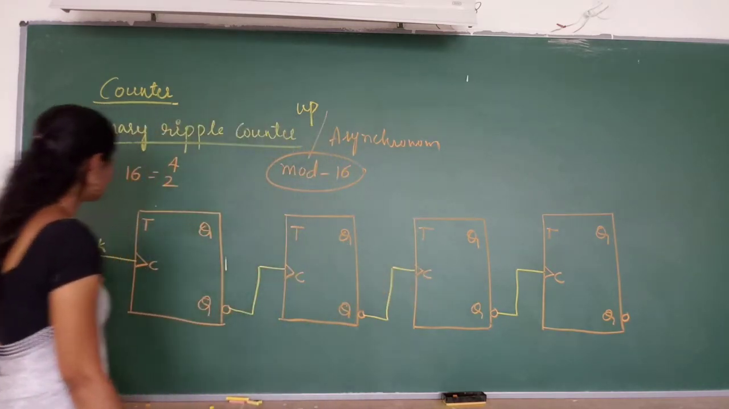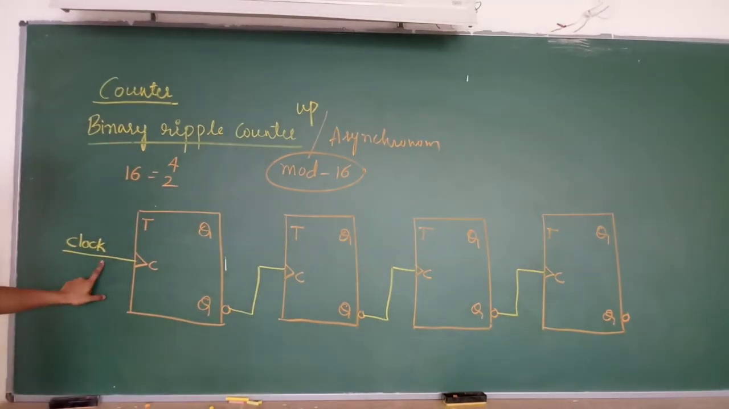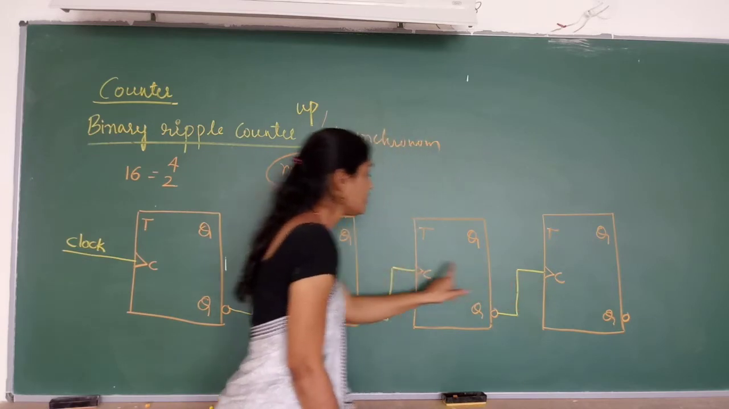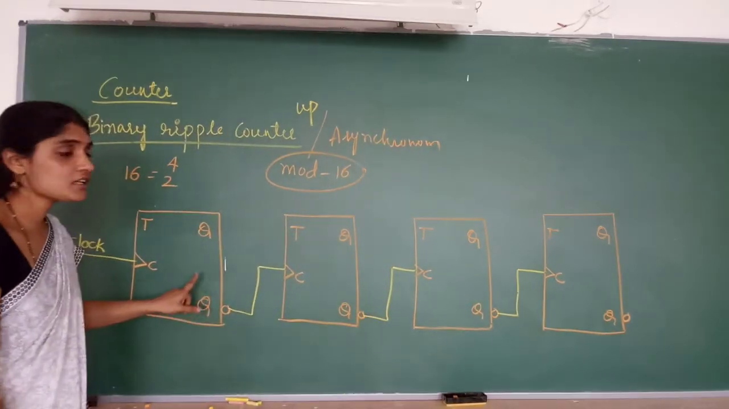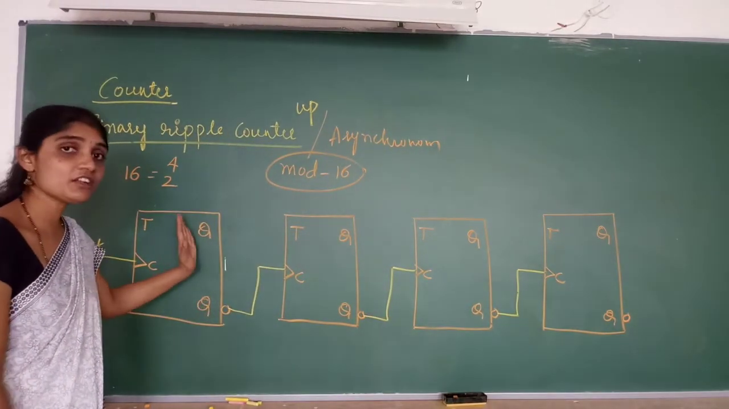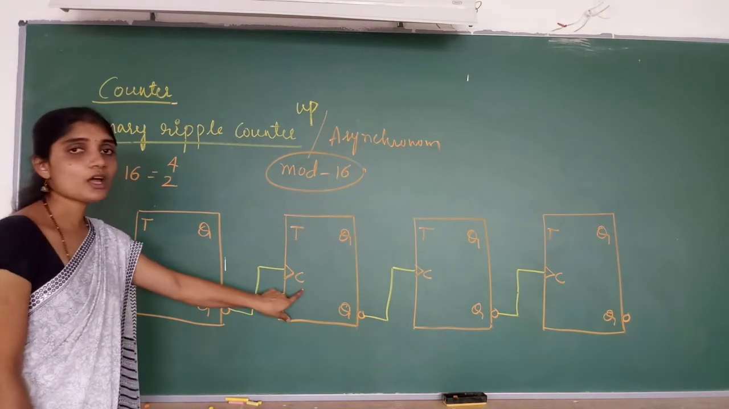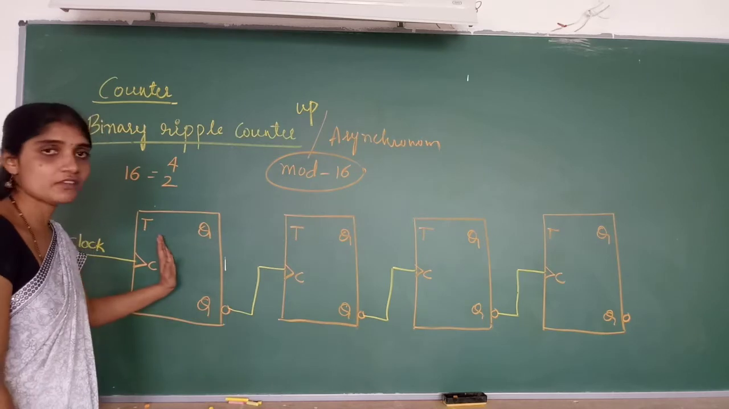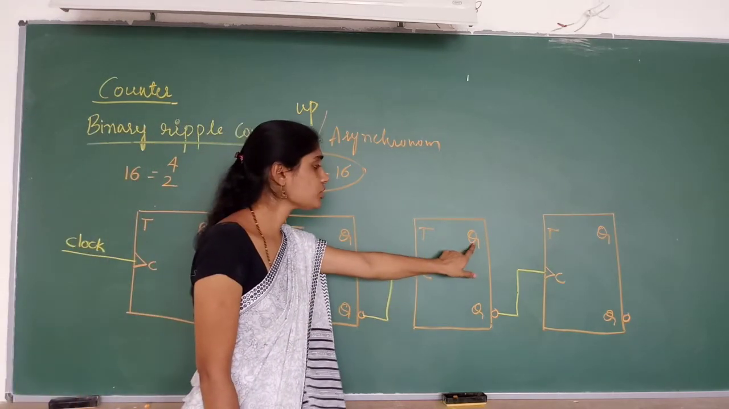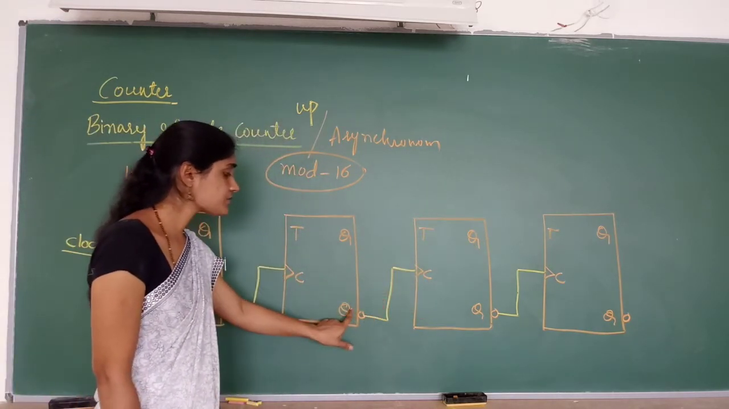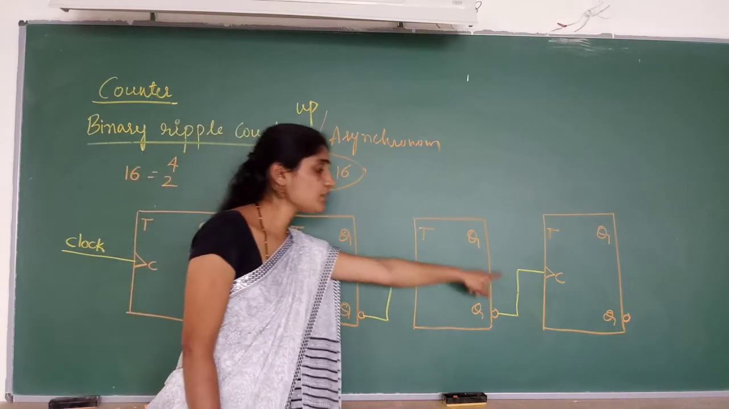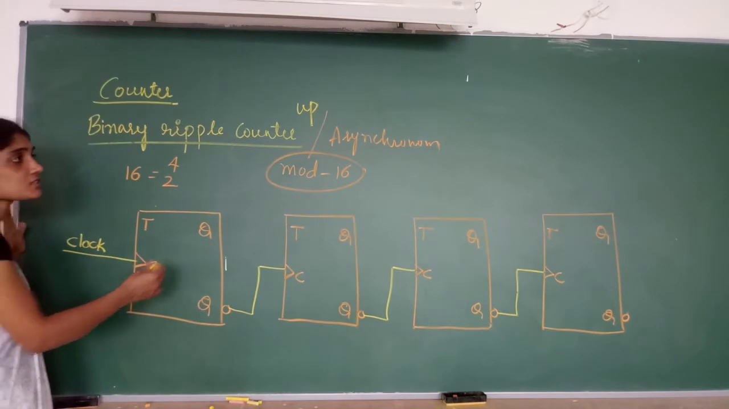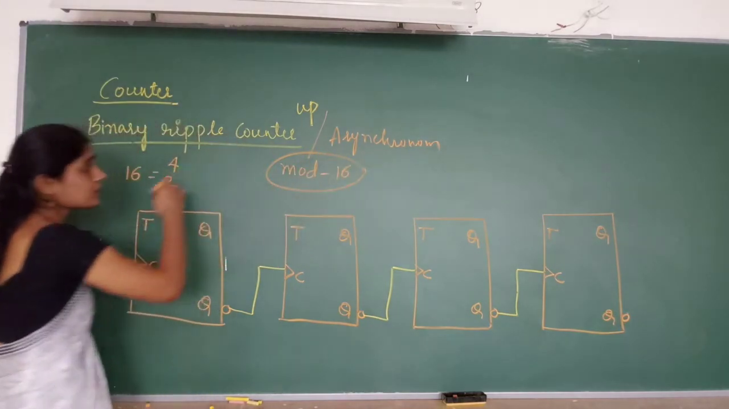Since the clock is given only to the first flip-flop, the other flip-flops will be triggered only after the output is generated by the previous flip-flop. This flip-flop will change its output only when it gets Q bar from the previous one. This flip-flop will give you the output only if it gets a clock pulse from the previous one. In the same way for the others. So the clock is being given in a ripple fashion, and it is called an asynchronous ripple counter.